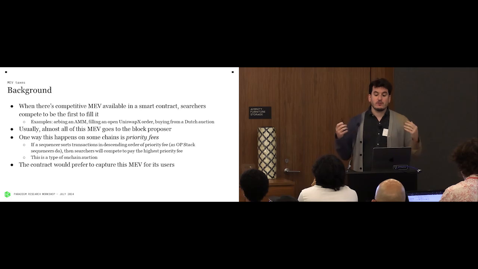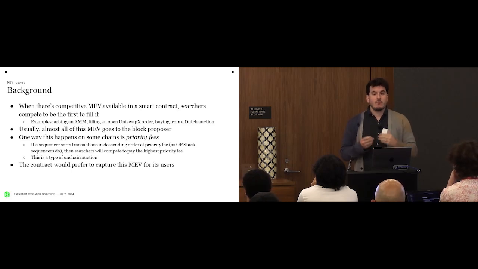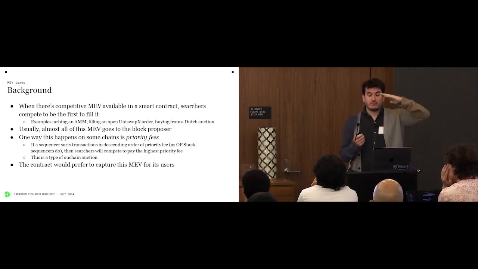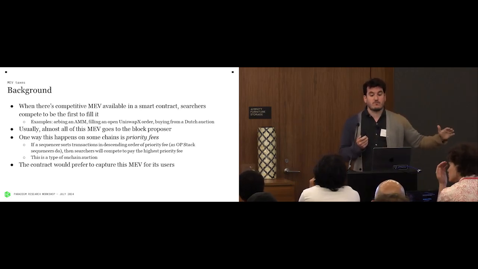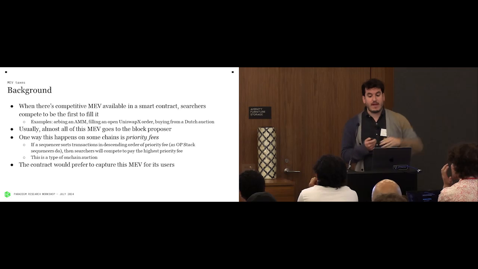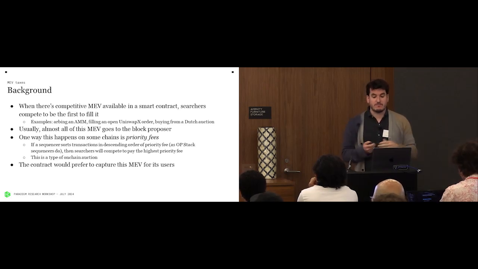And that's because searchers, people who are trying to fill it, are competing with each other to fill this, and ultimately are paying the block proposer to get included first. And one way this naturally happens on some chains is through priority fees. So each transaction sets its own priority fee. If a sequencer just simply sorts the transactions in descending order of priority fee, then typically whichever searcher sets the highest priority fee is going to be the one included first. So they're going to pay most of their MEV to the proposer. And this is a kind of on-chain auction where all of the value goes to the block proposer.